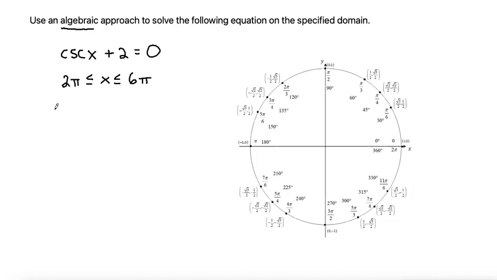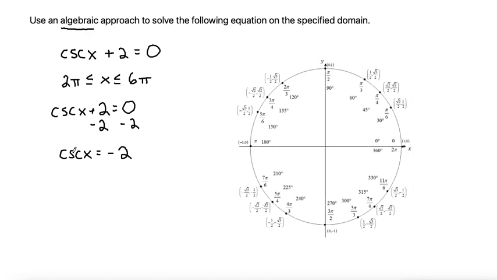So let's start with our cosecant x plus 2 is equal to 0. To solve this algebraically, let's first solve for the trig function. So I'm going to move the plus 2 to the other side by subtracting 2 on both sides. So that gives that cosecant x is equal to negative 2.